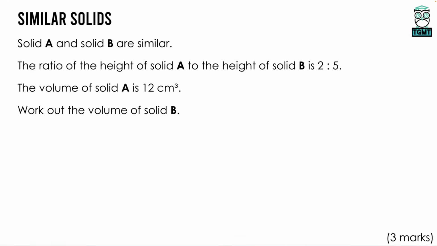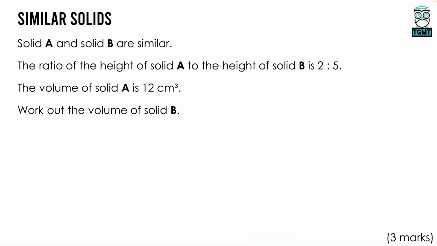Okay, so in this question we are told solid A and solid B are similar. The ratio of the height of solid A to the height of solid B is 2 to 5. The volume of solid A is 12 centimetre cubed. Work out the volume of solid B. Now we're doing this without a calculator.